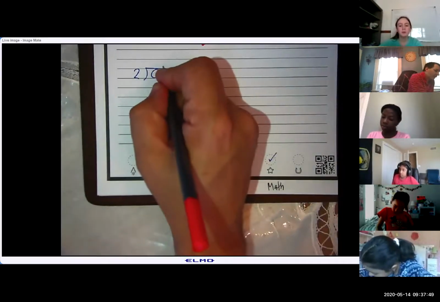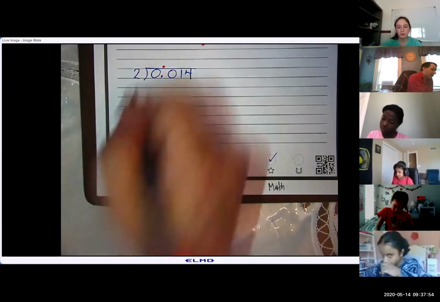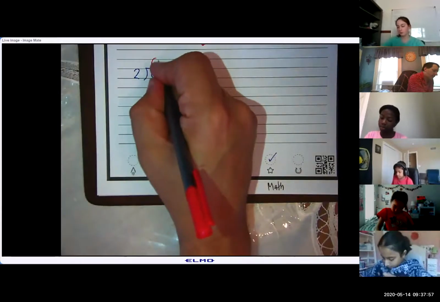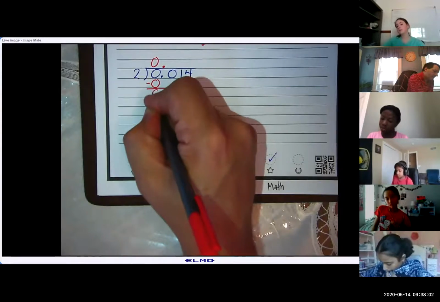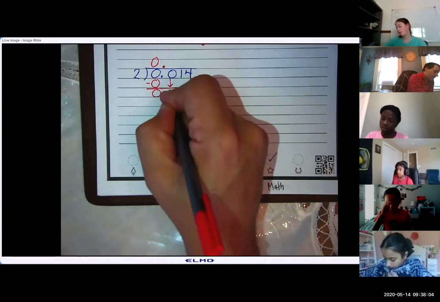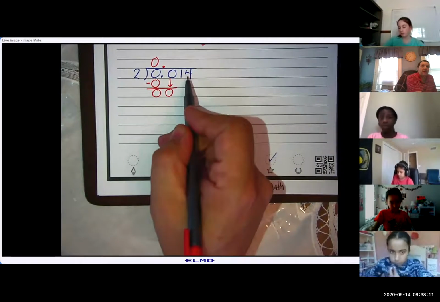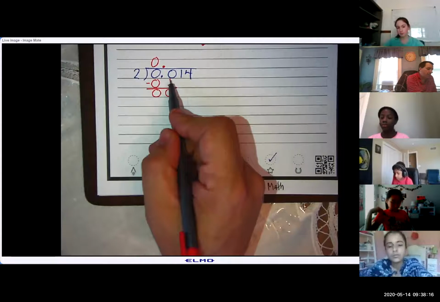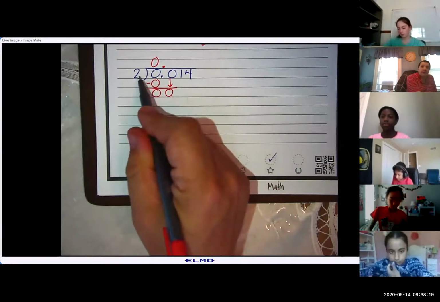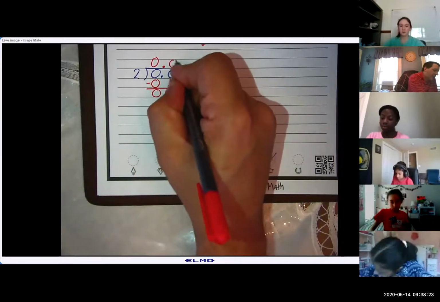Start with my decimal point. Always, always, always bring your decimal point up. 0 divided by 2 is 0. What do I do now? I have to process this. Don't just go to that 14. Process it one place value at a time. What is 0 divided by 2? 0. So we're going to put that 0 in the tenths and process it out.